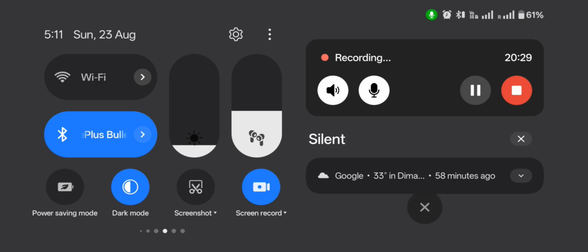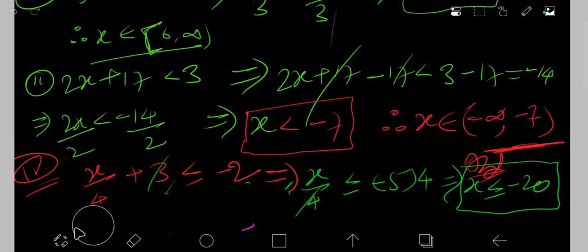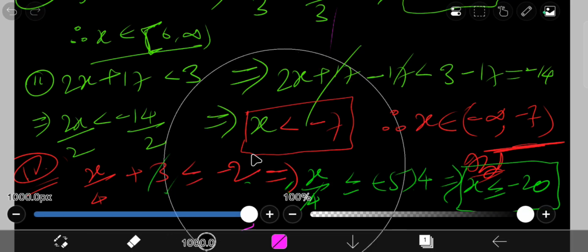Here we see another question. Firstly we clean this. Now we see another question, question number 1.17 from the Cengage book. Solve the following inequalities.